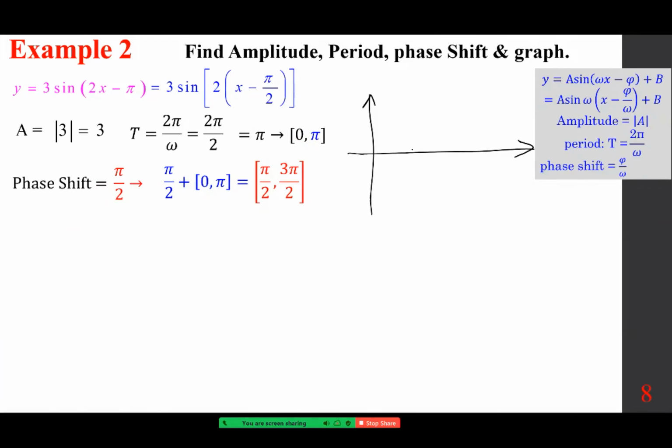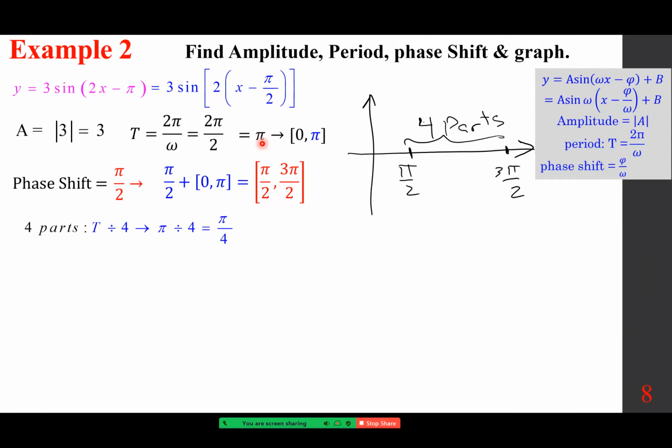So in other words, if this is pi over 2 and this is 3 pi over 2, we're going to cut this into 4 equal parts. That's the idea, to find the endpoints. So to do that, the process is go back to the period and cut this in 4, so pi over 4. So that means this is your beginning, this is your end.